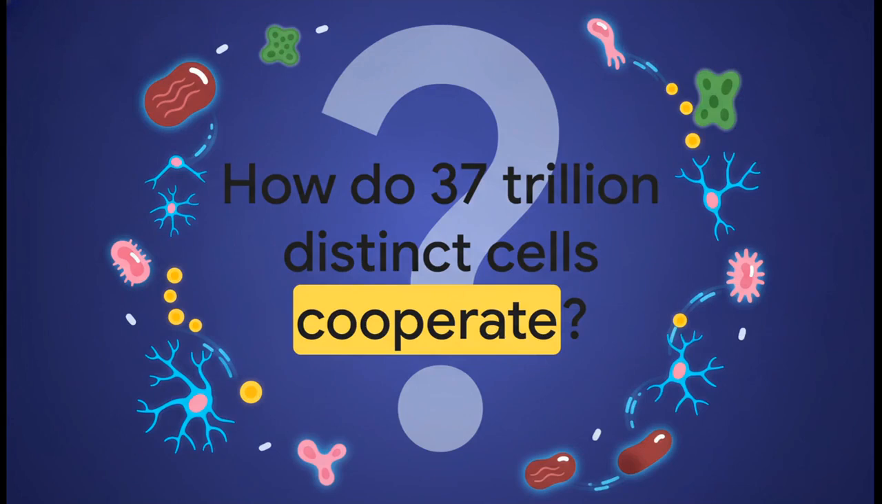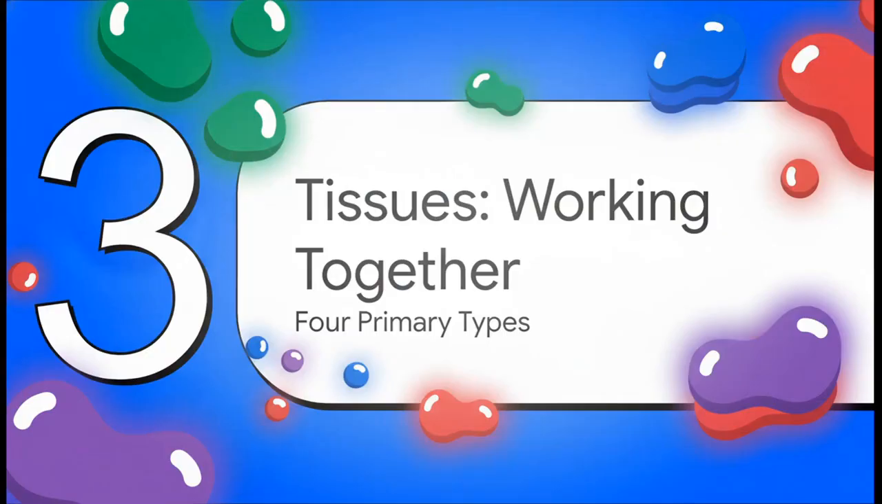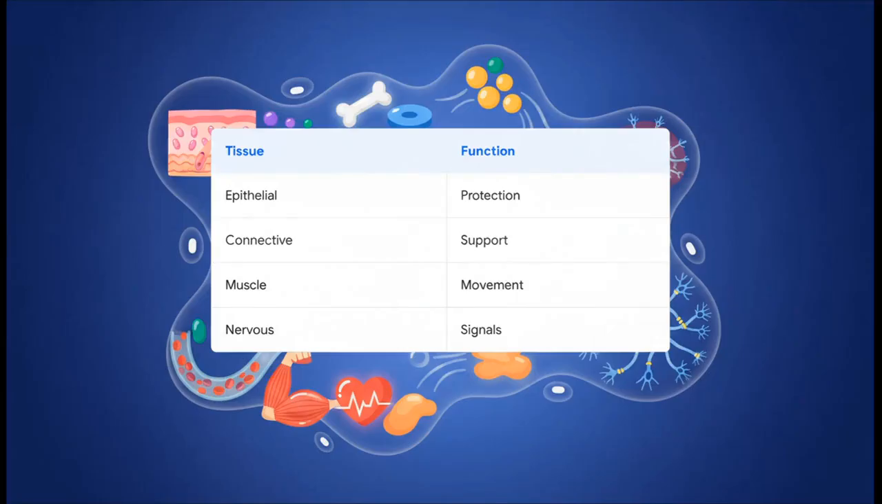So what happens when 37 trillion specialized, distinct cells need to stop acting as individuals and start cooperating to build a larger structure? That takes us to Section 3, tissues, cells working together. This is the next structural level up, where cells of a similar type and function actually organize together. Okay, students, listen up, because the crucial takeaway for your exam is mastering these 4 primary tissue types. You've got to know them backward and forward.